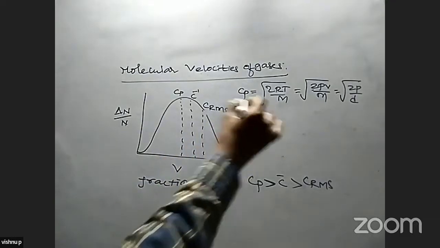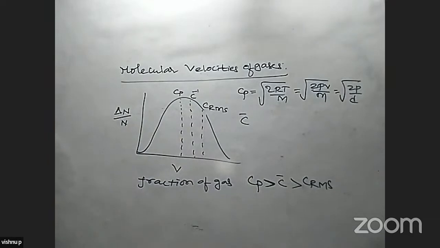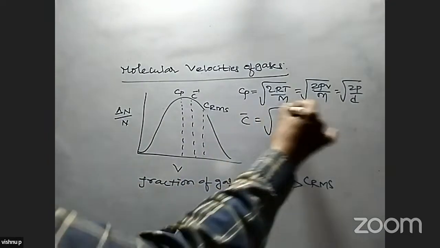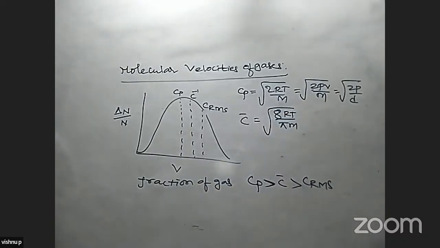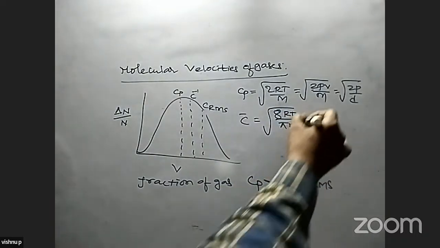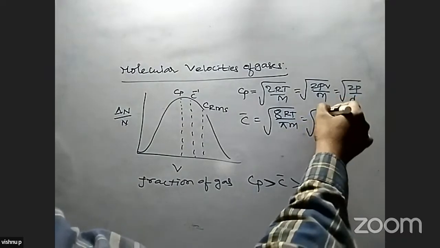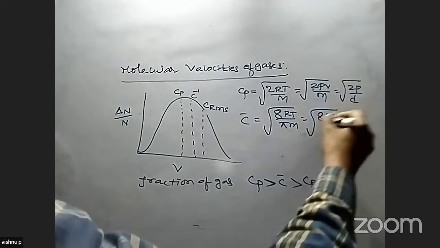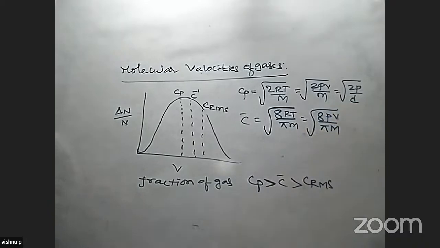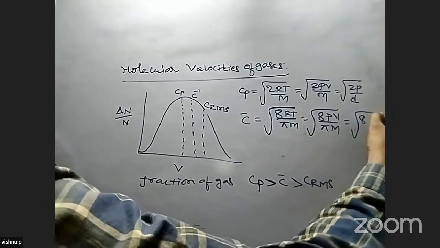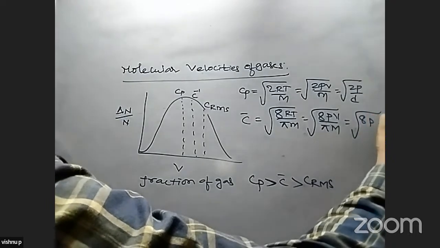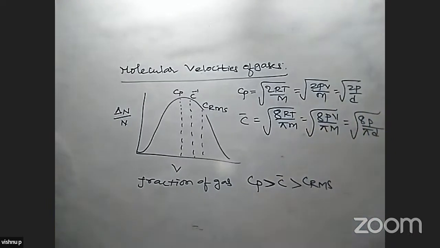And for average velocity, we take the average of the velocity of all gas molecules. So here, root 8RT by pi M. Instead of RT, we can write P: root 8PV by pi M, and V by M is density inversely, so you can write root 8P by pi D also. So this is the average velocity.